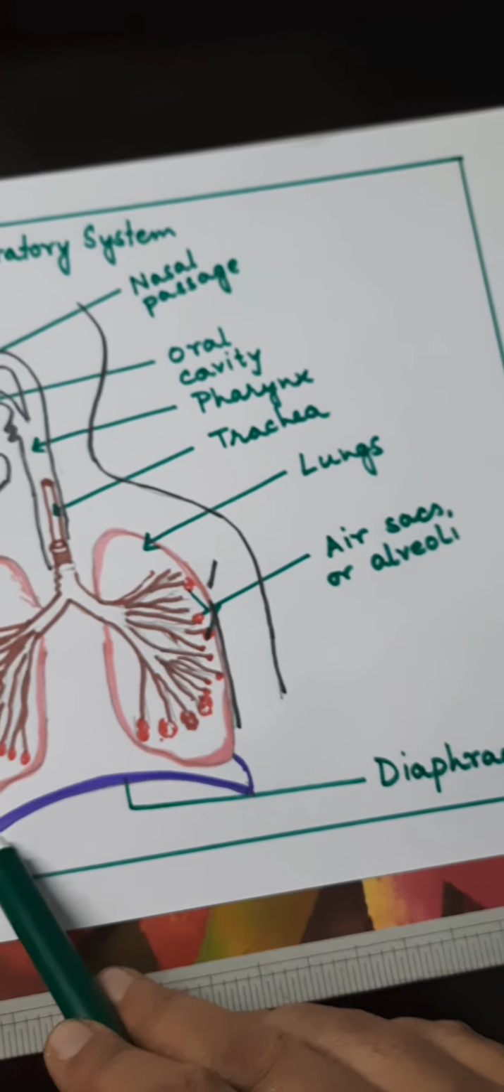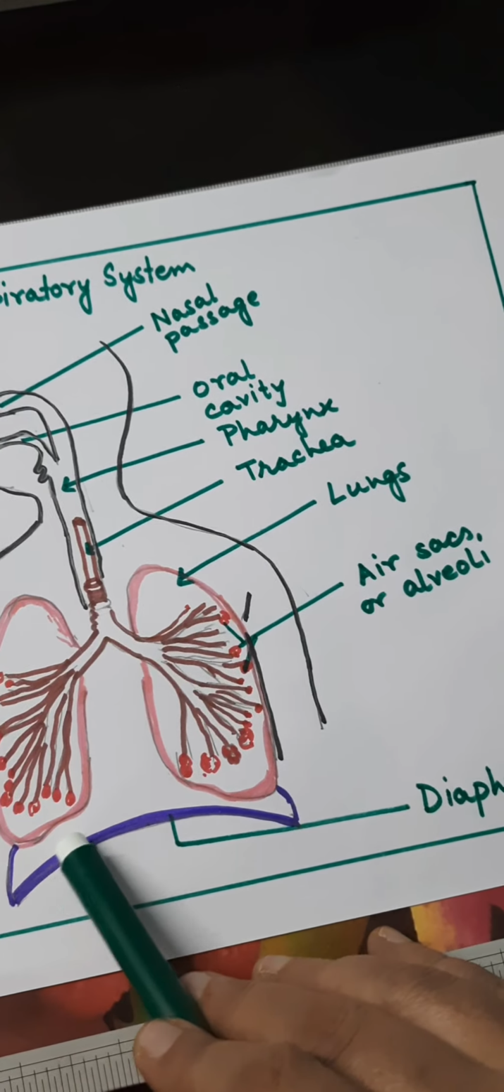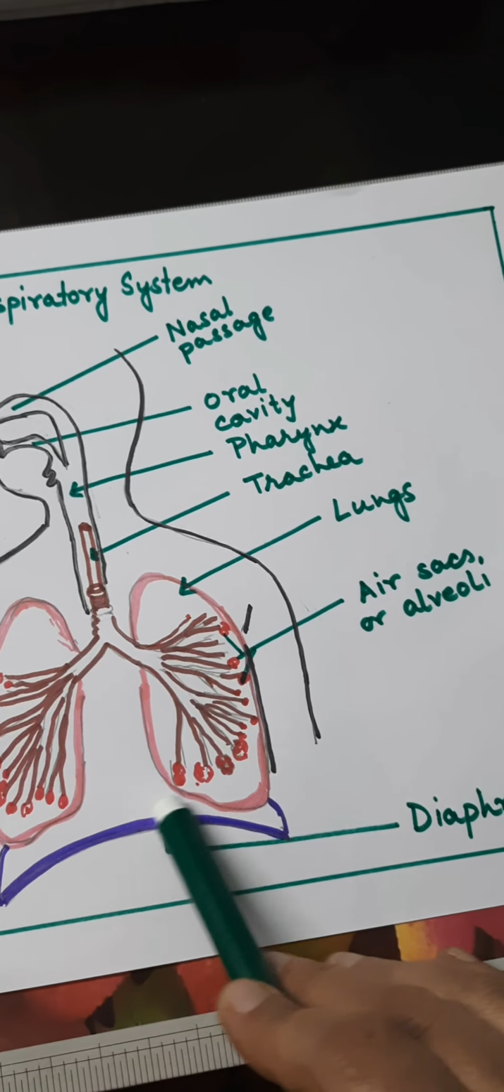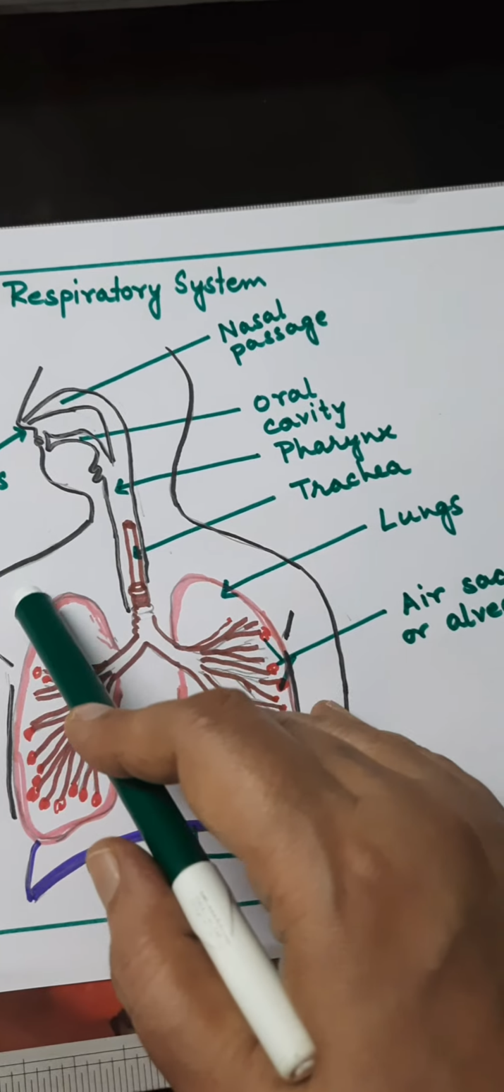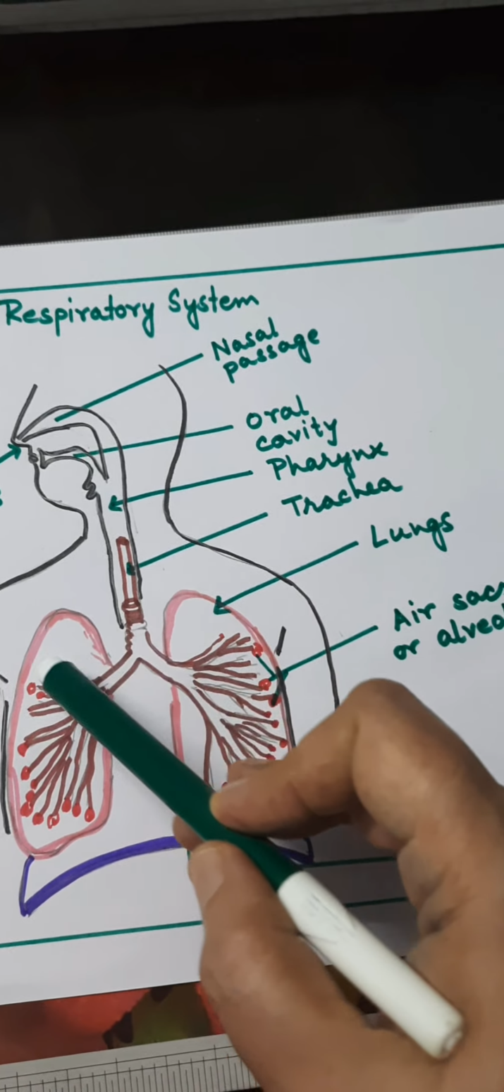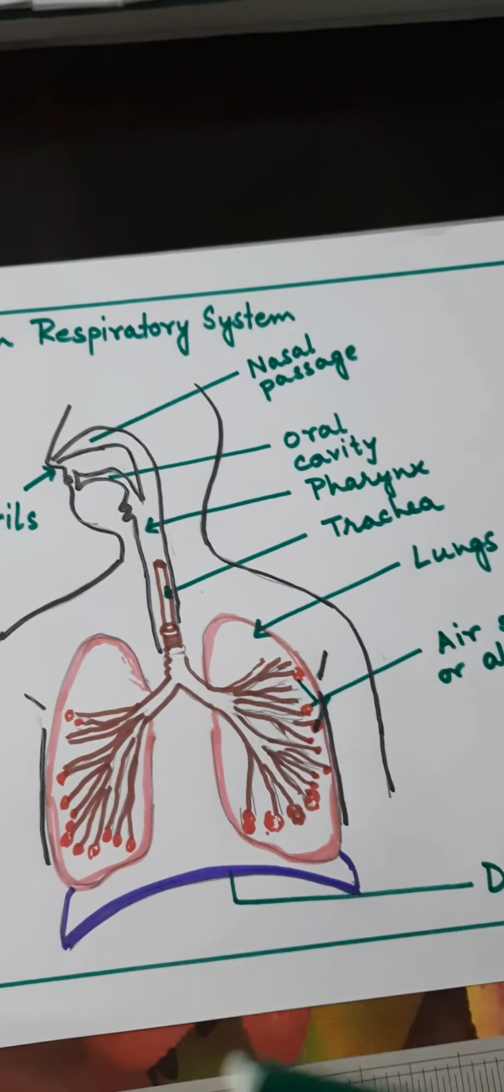A structure here I have drawn. See, this is the diaphragm. The diaphragm is actually a muscular sheet which forms the floor of the chest cavity. The lungs, which are situated in our chest cavity, are protected by the ribs, right? The rib cage is protecting our lungs.